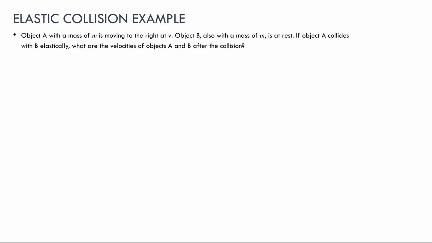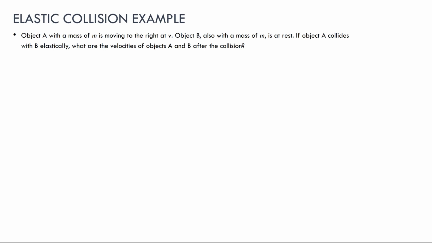This is an example involving an elastic collision. We have object A with a mass of m moving to the right at v. Object B, also with a mass of m, is at rest. If object A collides with B elastically, what are the velocities of object A and B after the collision?